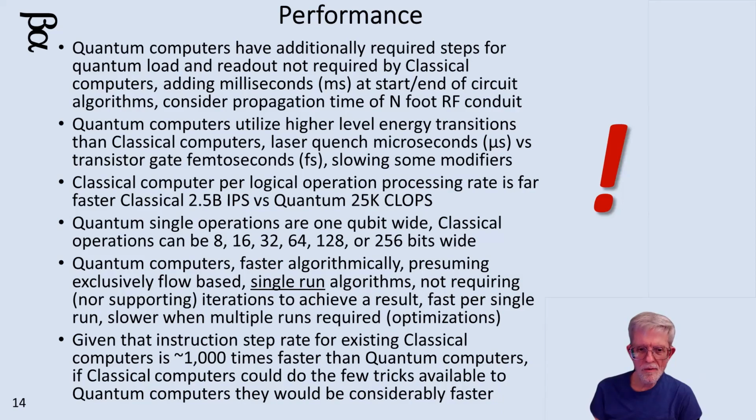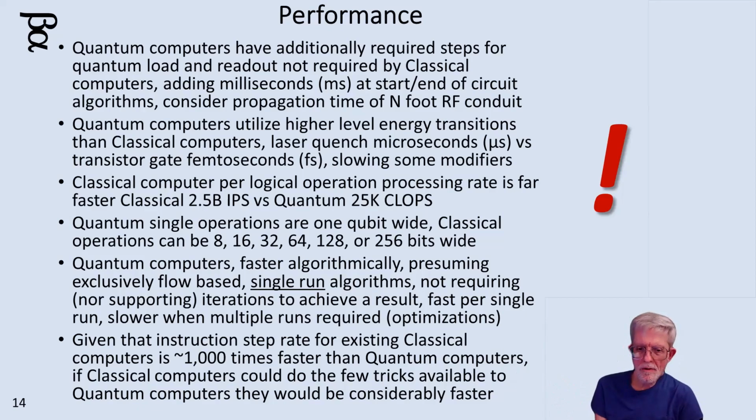A classical computer runs at about 2.5 billion instructions per second. A quantum computer runs at about 25,000 quantum clocks per second. Quantum computers work on qubits. When they enter it, it's one value, 0 or 1. When they bring it out the back end, it's one value, 0 or 1. A classical computer can work on wide values, higher fidelity values, 8-bit, 16-bit, up to 256 bits in one instruction time.